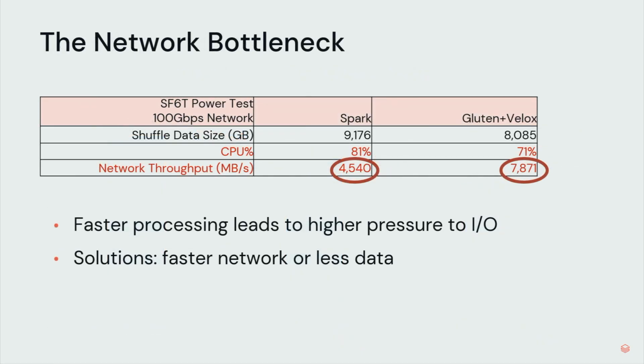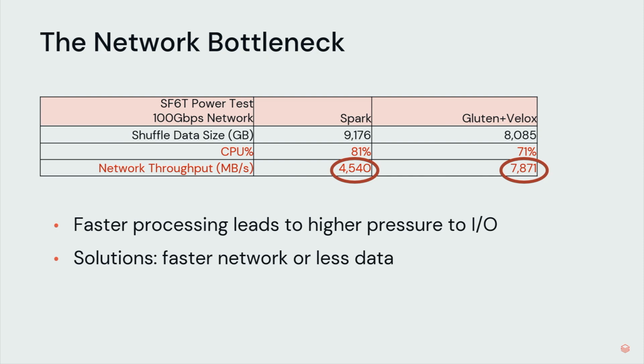And here, this chart shows where the bottleneck is. So firstly, you can see that for Vanilla Spark, the shuffle data size is actually different. The columnar data format has less shuffled data.